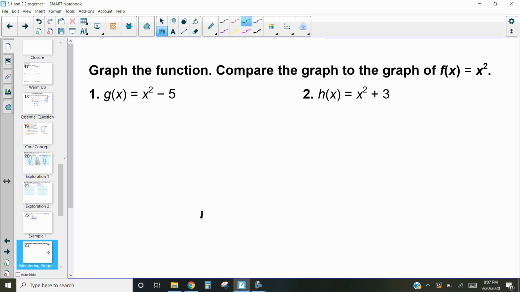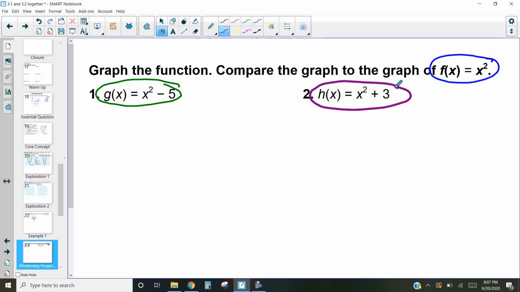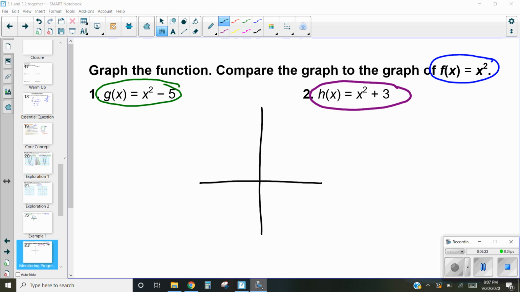Now I want you to do these next two on your own. So our f of x, I'm going to graph it in blue. That equals x squared, and I want you to compare it to our other two functions. Our g of x equals x squared minus 5, and our h of x equals x squared plus 3. Now I'm going to graph all three of these on the same axis. Feel free to do it on two separate axes or on the same one. What I want you to do is pause the video, graph them, and then come back after you've graphed them.